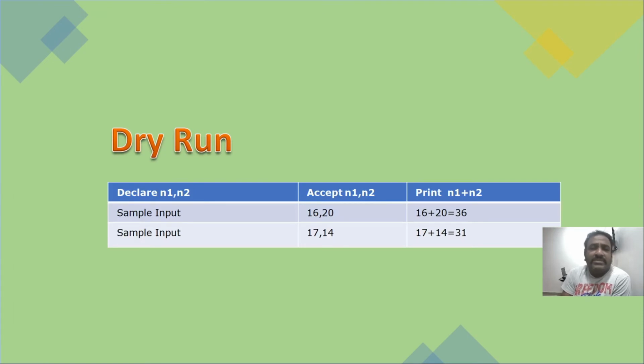And you can use some sample inputs accordingly. So you can display step by step. Here in the first sample input, I am taking number 1 as 16 and number 2 as 20. 16 plus 20, it will display 36. Once again, you can repeat the same process. In the second sample input, the first number is 17 and the second number is 14. 17 plus 14 is 31.